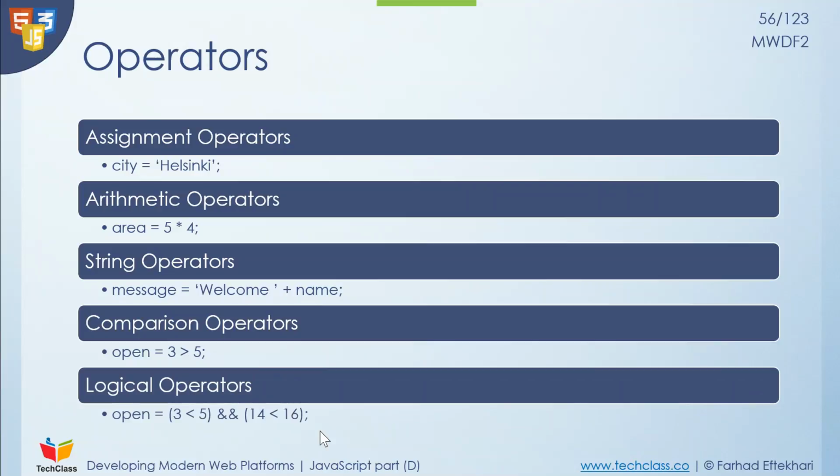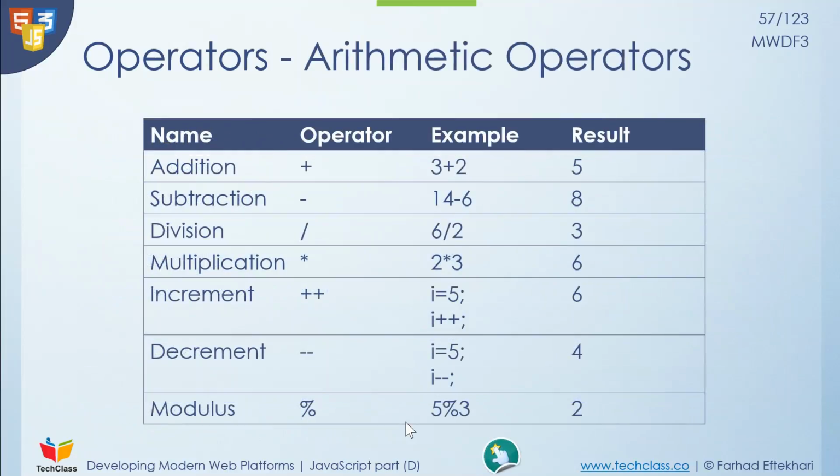Then we have logical operators. We're going to use them in many statements such as if, and here you can see we are analyzing this part if it's true, and then this part if it's true, and by using and we are checking if both of them are true, and if they both were true, then open will be true. Here you can see examples of arithmetic operators. We have addition, subtraction, division, multiplication, increment, decrement, and modulus.